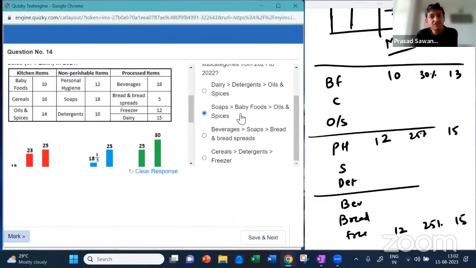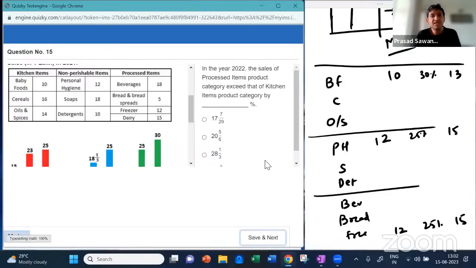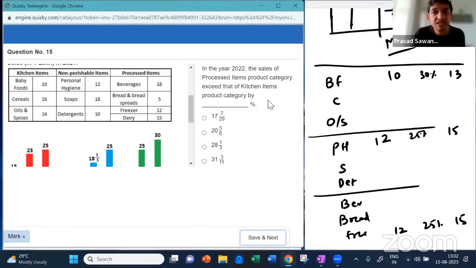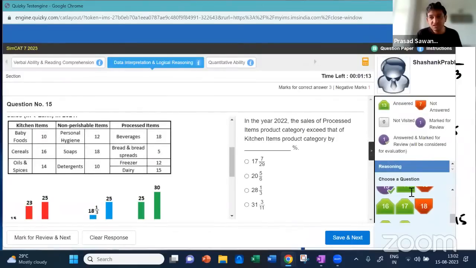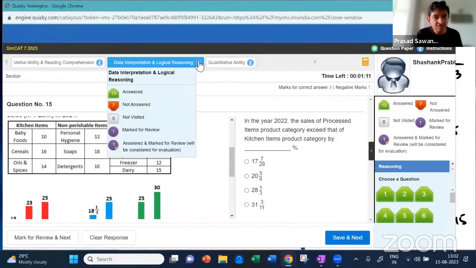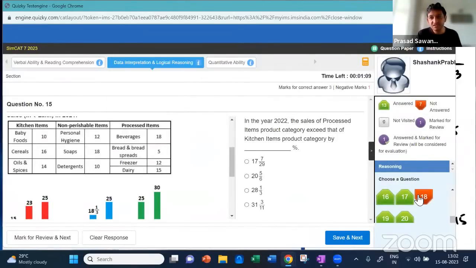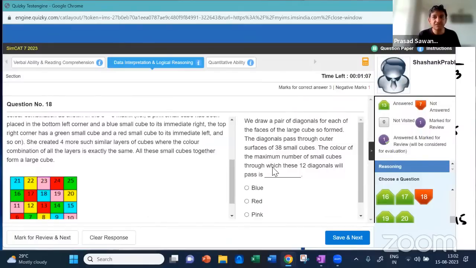I somehow like this one for some reason. ठीक है, if it's wrong, it's wrong. Let's see. This I will not go for because it's too complicated. What did we do here? Let's see what we have done. We attempted 13, we didn't attempt 7. This 18th question में क्या हो गया? अच्छा, let's see this one.